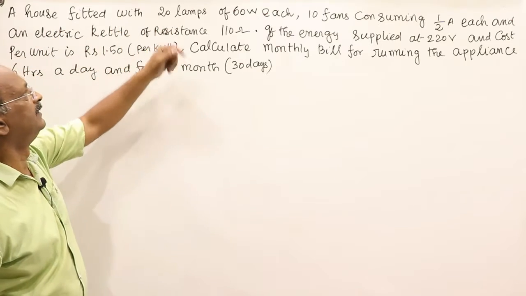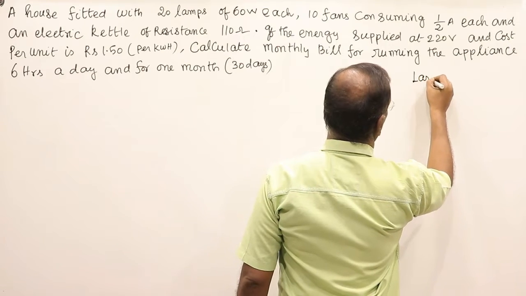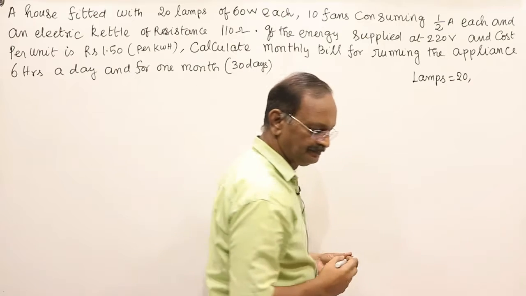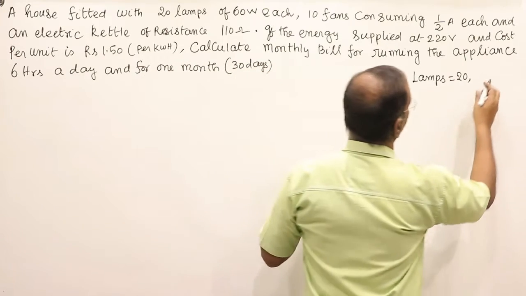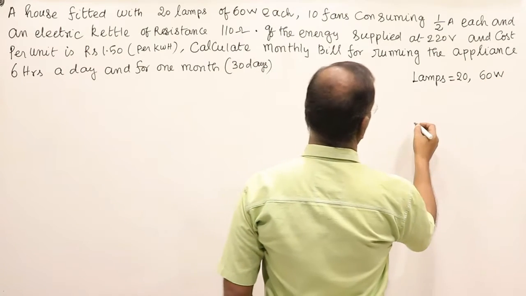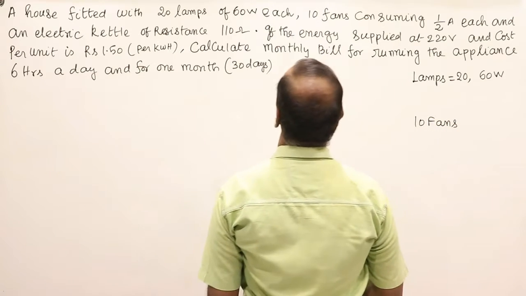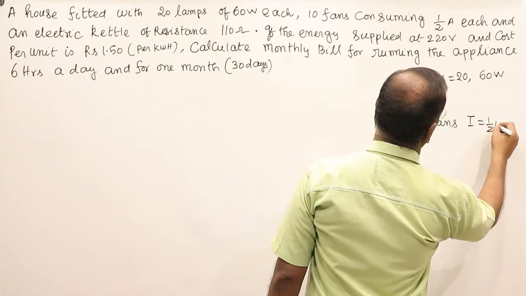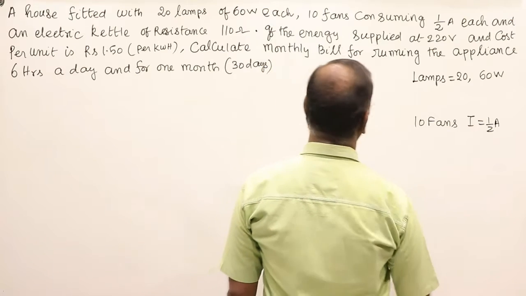A house is fitted with 20 lamps, each of 60 watt, and 10 fans. The 10 fans consume a current of half ampere each, and there is an electric kettle.